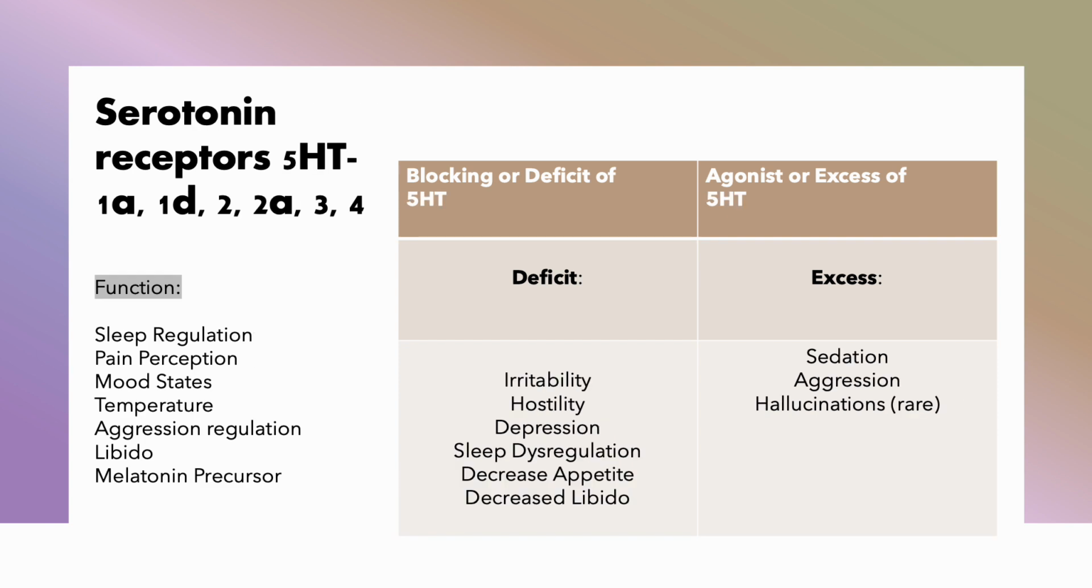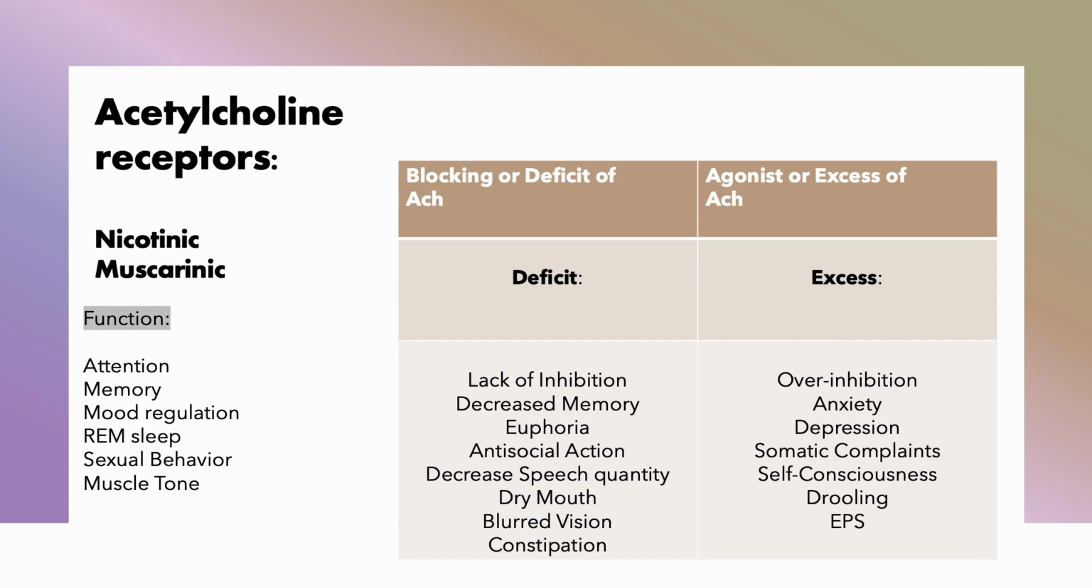Serotonin receptors are 5-HT1A, 5-HT1D, 5-HT2, 5-HT2A, 5-HT3, and 5-HT4. The function of serotonin receptors is sleep regulation, pain perception, mood states, temperature, aggression regulation, libido, and melatonin precursor. A deficit of these receptors results in irritability, hostility, depression, sleep dysregulation, decreased appetite, and decreased libido. An excess of these serotonin receptors can lead to sedation, aggression, and hallucinations, which is rare.